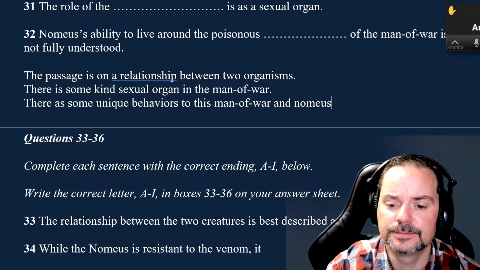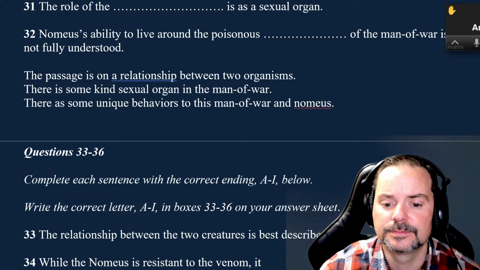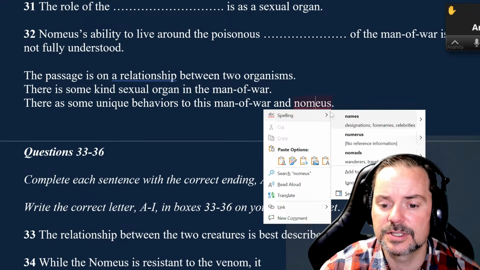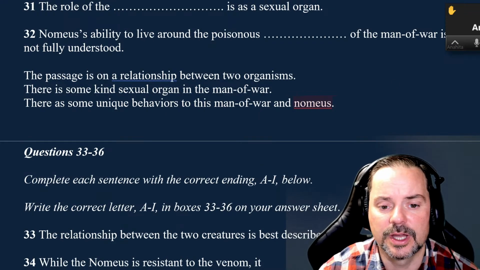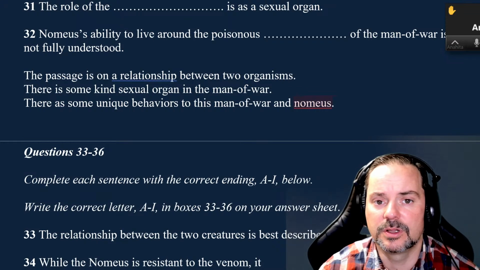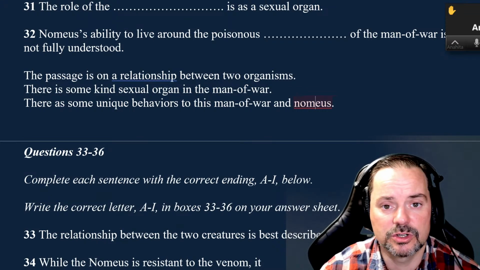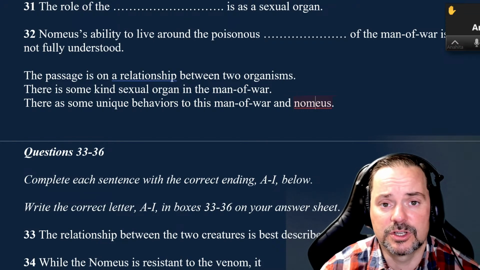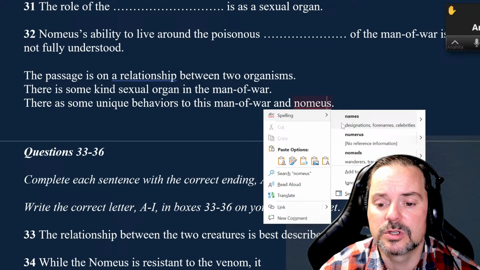Sir, sometimes I mix the Man of War with Nomius. I don't know why. Yeah, you have to visualize. So you have to clearly imagine one versus the other, okay? Before you know what they are, you have to clearly visualize two different looking jellyfish, or one jellyfish and one fish, or two different looking fish. But you just have to visualize two very different looking organisms so that you can separate those two.